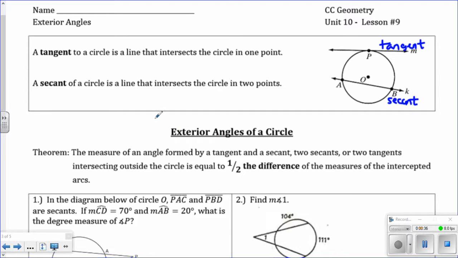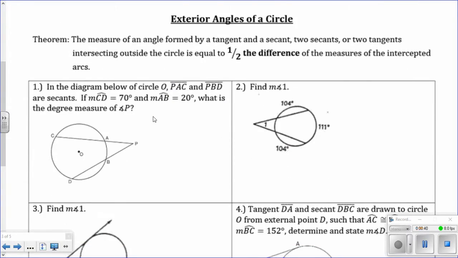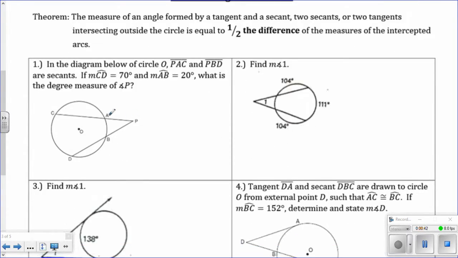Okay, so another rule here is the exterior angles of a circle. So if you look at number 1, it says that we have PAC and PBD are secants. They go through the circle, touching it in 2 places. The measure of arc CD is 70 and arc AB is 20. And we want to find the degree measure of angle P. Well, angle P is an exterior angle. It's outside of the circle.